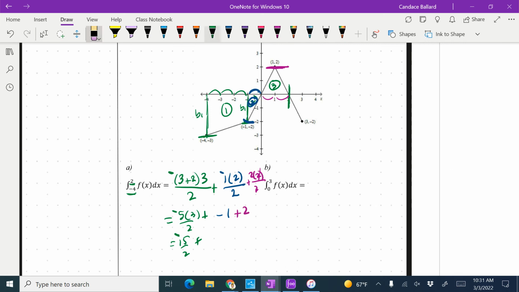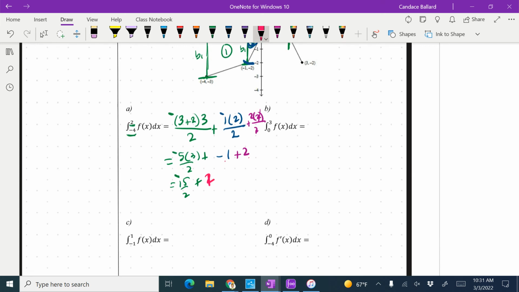I'm going to erase this and put it together. So what's negative 1 plus 2? 1, which if we want to go back into common denominators, we'd use 2 over 2. So negative 13 halves would be my final answer on that one. What is the second one be?